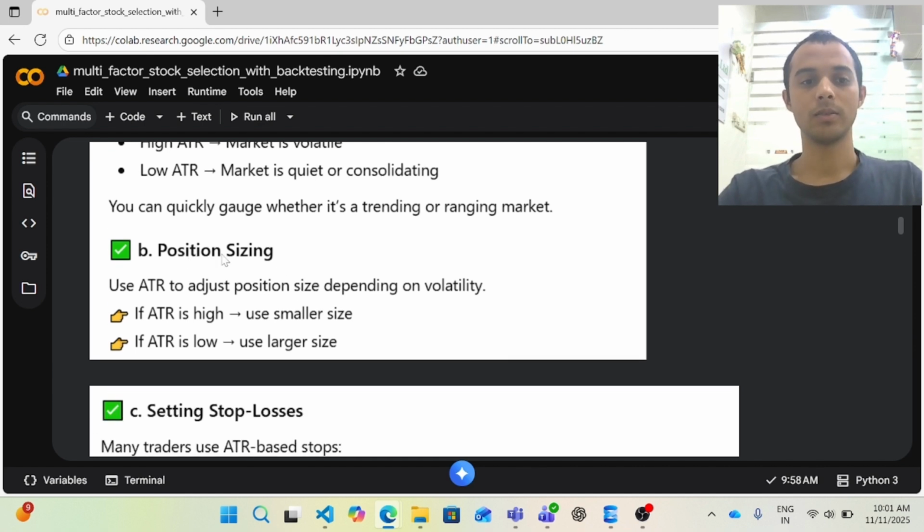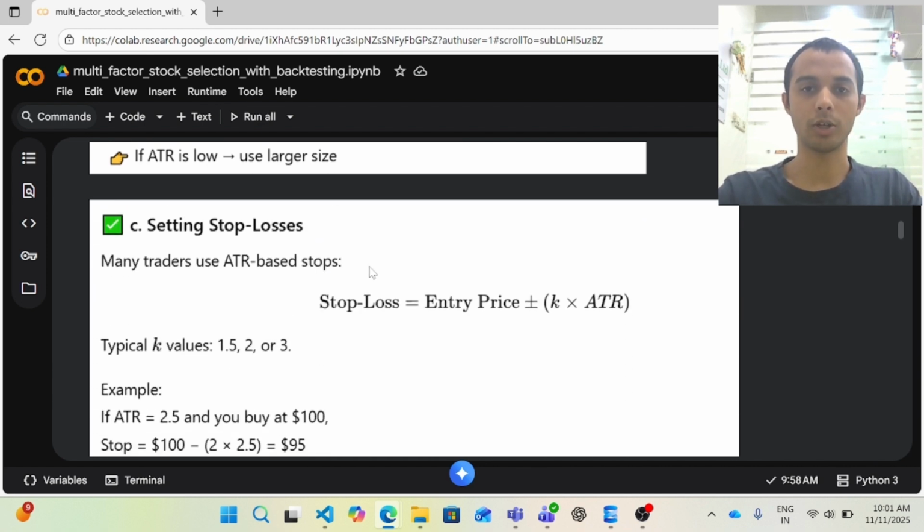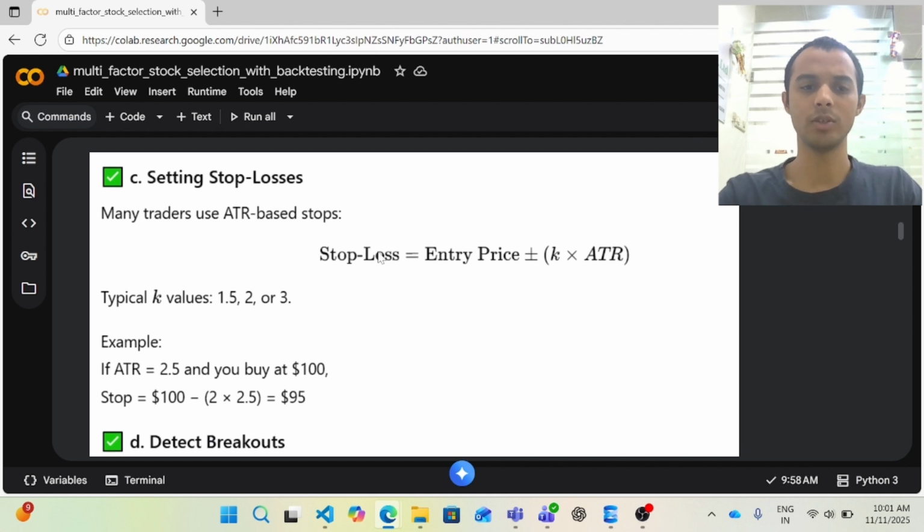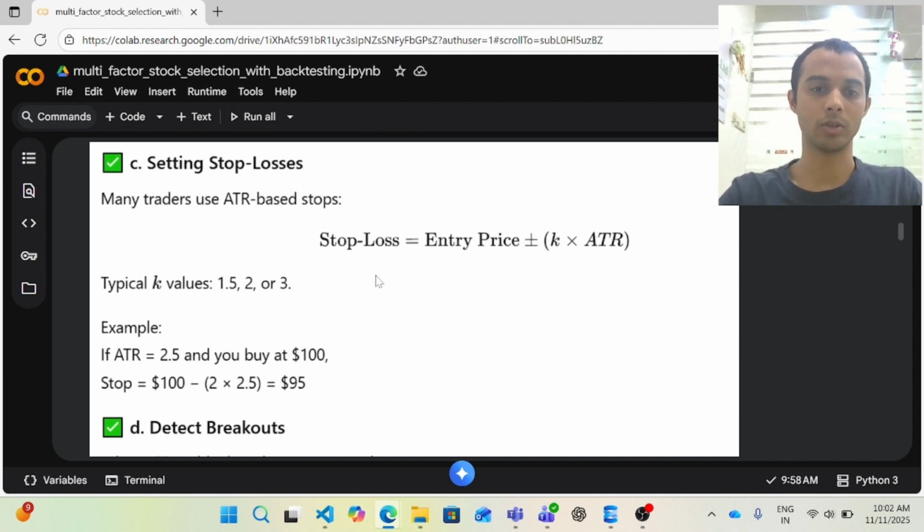You can also use it for your stop losses. This is the major thing that everyone uses ATR for. This is a formula, make sure you remember it: entry price plus or minus K times ATR. If it is a stop loss, it will be minus. If you have to set your gains target, it will be plus. K here is basically a predefined value. You can take it as 2; most traders take it as 2. So double the ATR, plus or minus the entry price, will be your stop loss or your level to take gains.